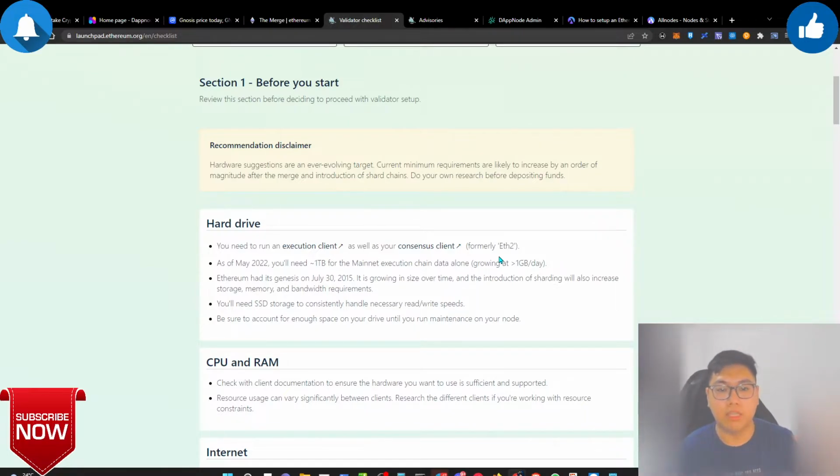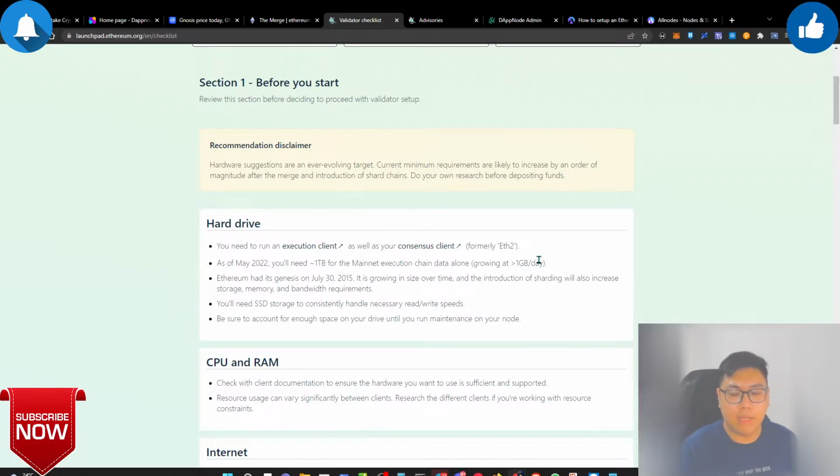And from there, you use the full node as your own blockchain database to verify from your own validator, and your validator will take data from it. So this is the most secure way to do it. As of May, take note that your hard drive has to be really big, and it is not an HDD, you will need to use an SSD. You will need at least 1 terabyte for the mainnet execution chain data alone, and it is growing almost 1 gigabyte per day.